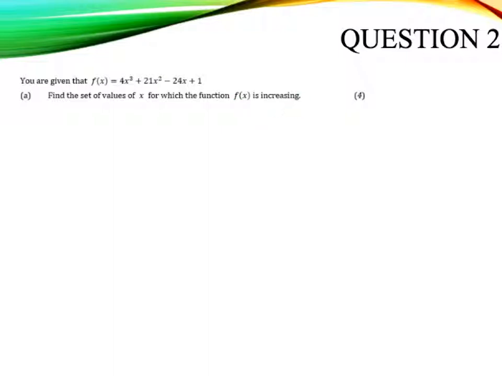Okay, now there's something that we need to think about with this word increasing. When the function is increasing, what do we know about it? Well, we know that the gradient at that point is positive. So if the function is increasing, then this question is going to be about the gradient function. It doesn't tell us anywhere that we're looking at differentiating it, but it's exactly what we're going to do. So we're going to say that f dash of x is greater than 0 when f of x is increasing.